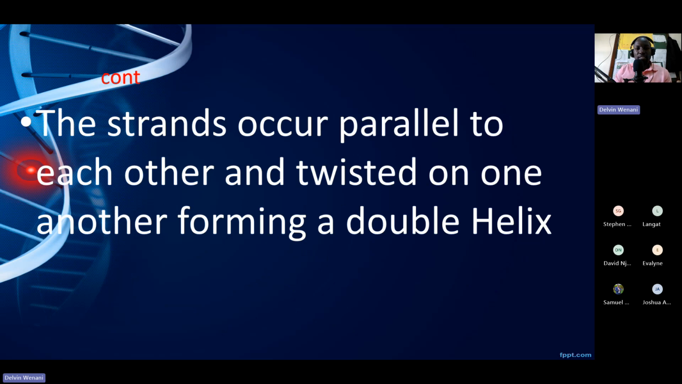Now, I'll continue first to say the strands occur parallel to each other, and they form what we call a twisted ladder, which is a double helix. If you check on my slides, just be keen with my slides, you will see on the left I've put a photograph of the structure of a DNA. You can see the way they are twisted. They form what we call a double helix.